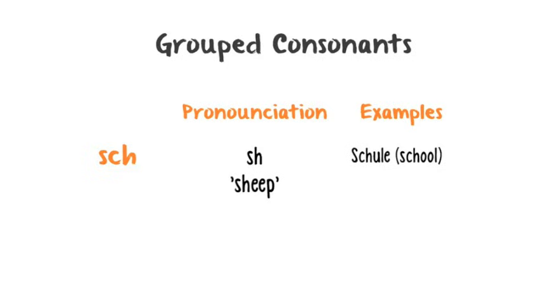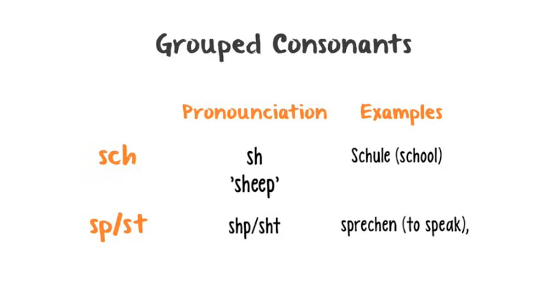The next letter combinations are SP and ST, which are pronounced like the letter combinations SHP and SHT. Let's have a look at the examples. The first word is sprechen, which means to speak, and the second one is stehen, which means to stand. Schule, sprechen, stehen.